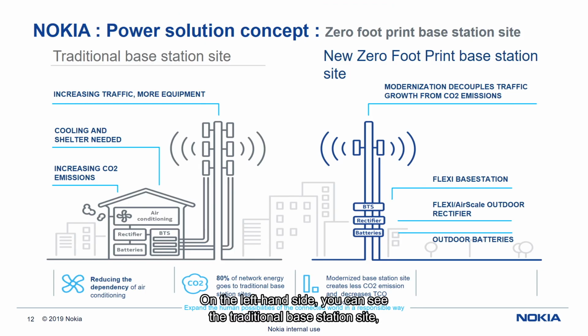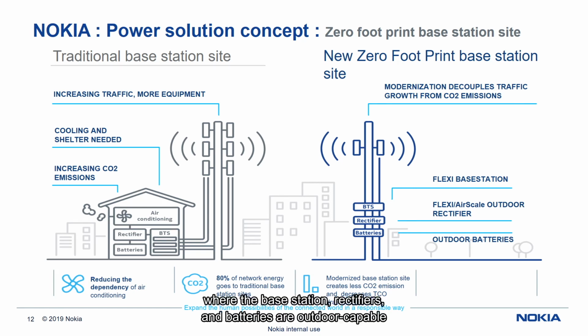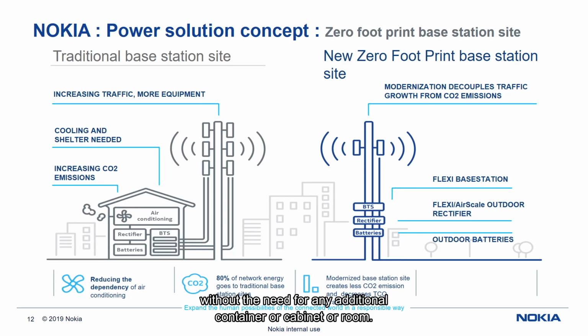On the left-hand side, you can see the traditional base station site, where we have a container or room for a base station, rectifiers, and batteries. And then we often need air conditioning to cool down the solution. But today we are able to build sites with a so-called zero-footprint solution, where the base station, rectifiers, and batteries are outdoor capable and can be installed even in the pole or tower without the need for any additional container or cabinet or room.